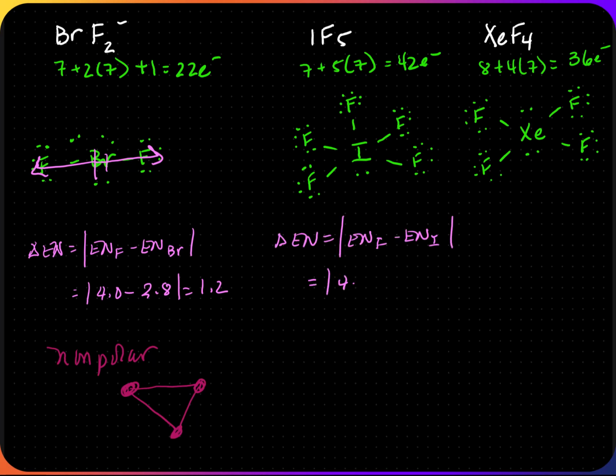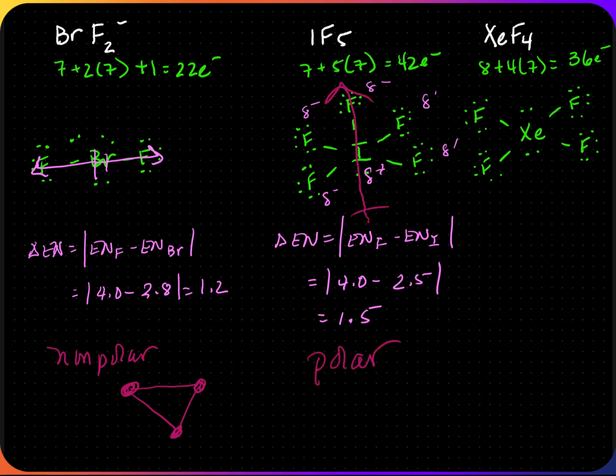IF5, we have an electronegativity difference between I and F. Fluorine is 4.0, iodine is 2.5, so this is equal to 1.5. The bond between fluorine and iodine will be polar. Fluorine will get the delta negatives because it's more electronegative, and the iodine will get the positive. So the overall molecule will be polar and it will go towards the fluorine.